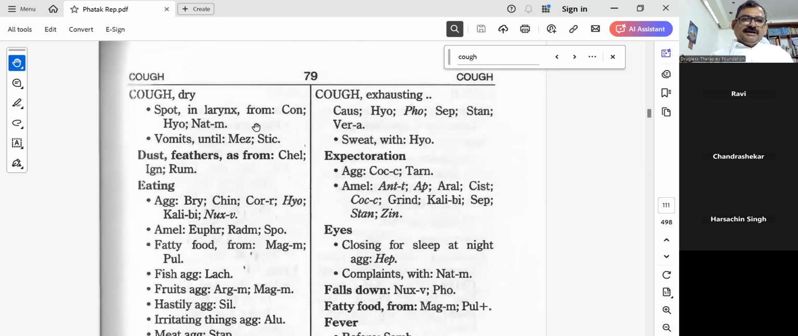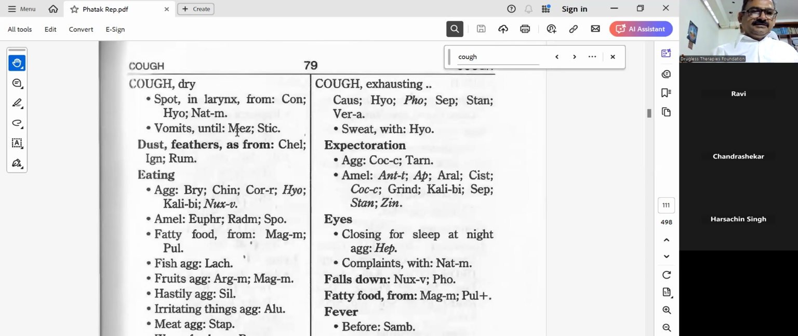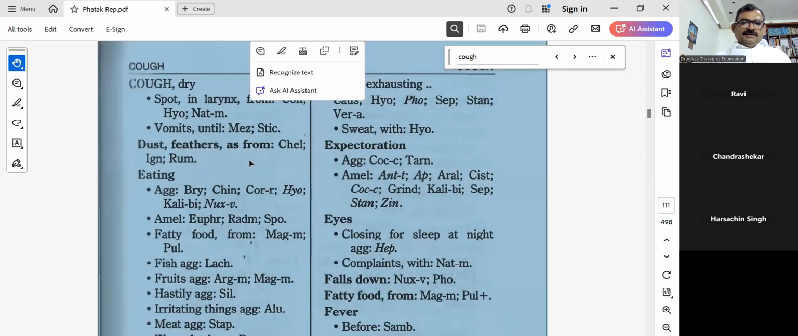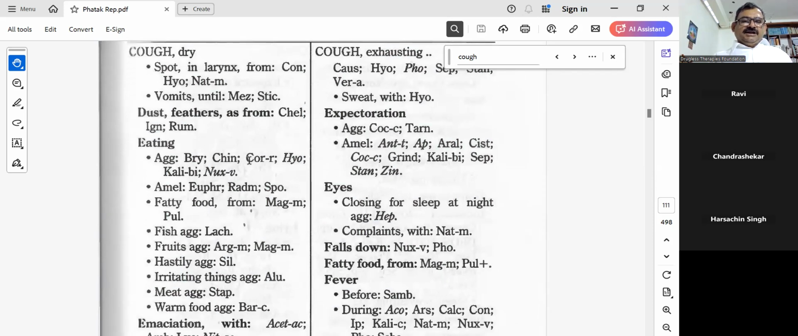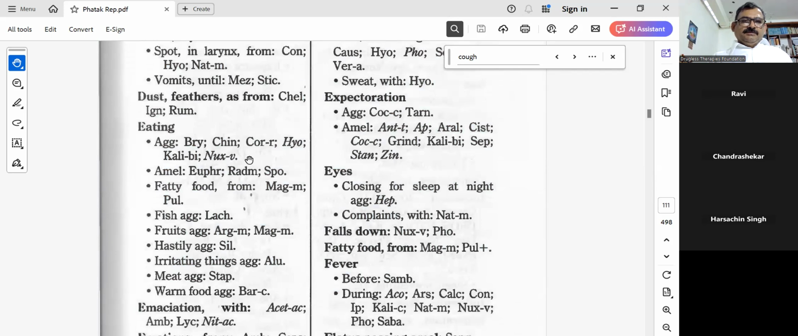Spot in the larynx, particularly from here, they feel that there is a dry cough. They cough, and then finally they vomit. So for such a thing, Myosotis and Sticta are the remedies. Dust, feather, from dust, if they go in the dust and that is aggravating, that is a remedy.